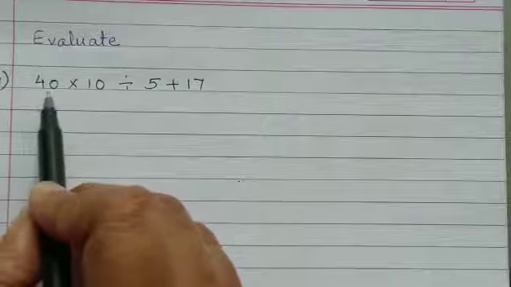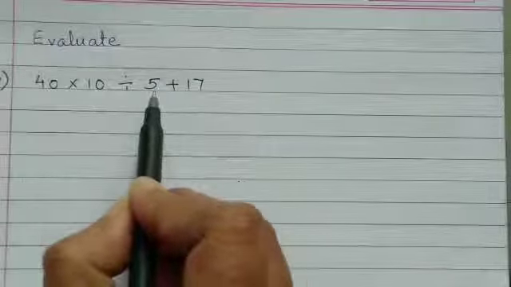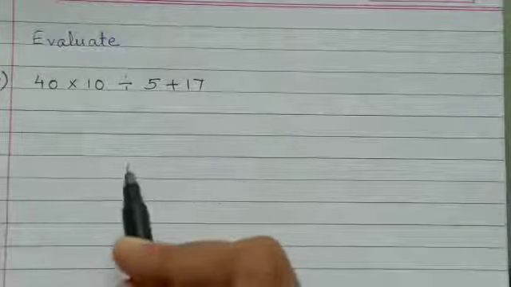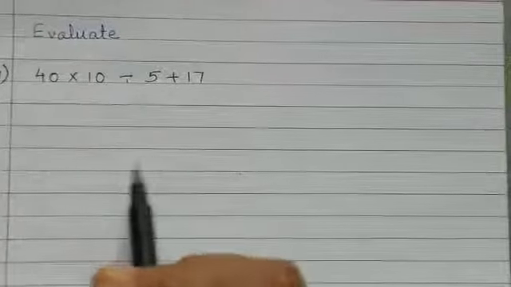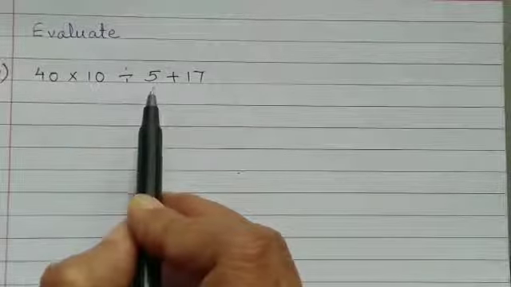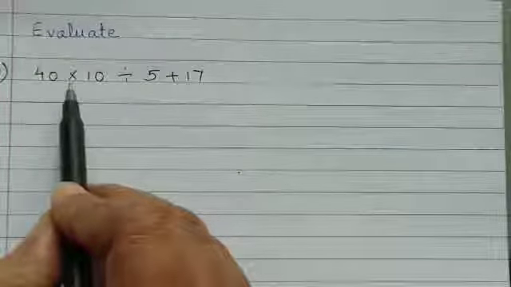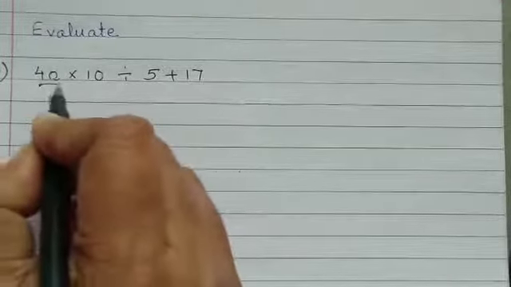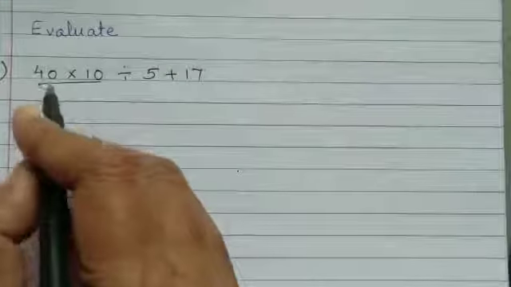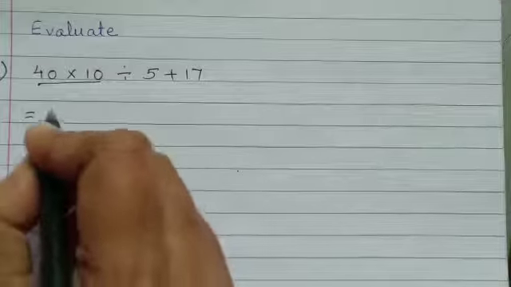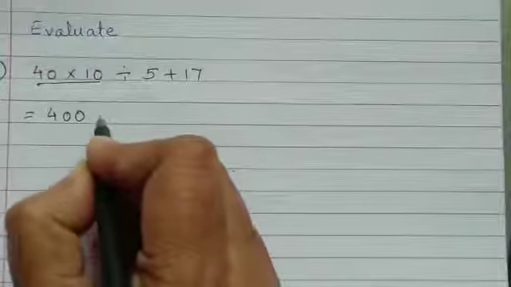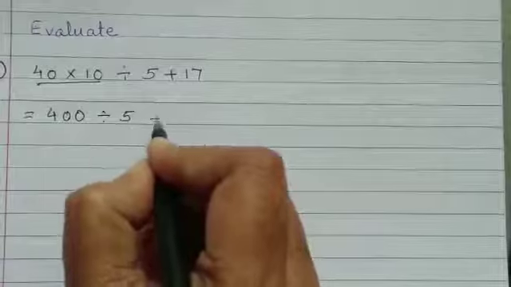Now let's try to solve a few simple mathematical expressions. The question is 40 multiplied by 10 divided by 5 plus 17. Now as per the rule, we have to look for multiplication or division first. We have to look from the left. So when you go from the left, the first operation that you see is multiplication. So first we have to do this multiplication. 40 multiplied by 10 gives you 400. So 400 divided by 5 plus 17.